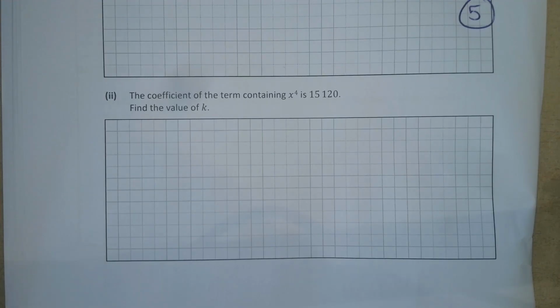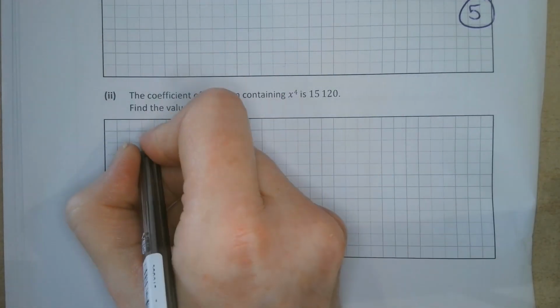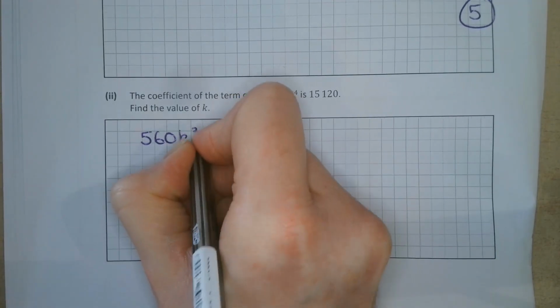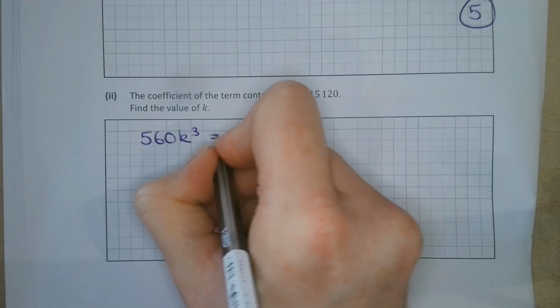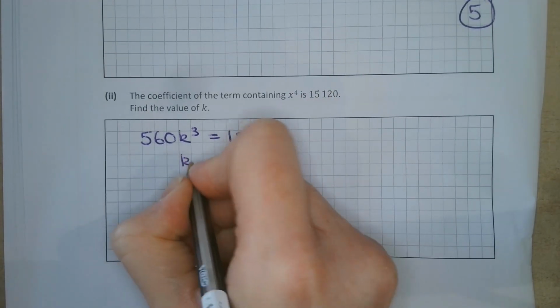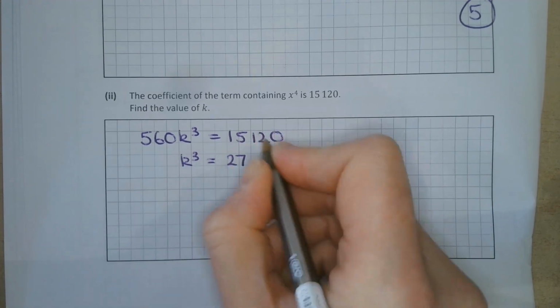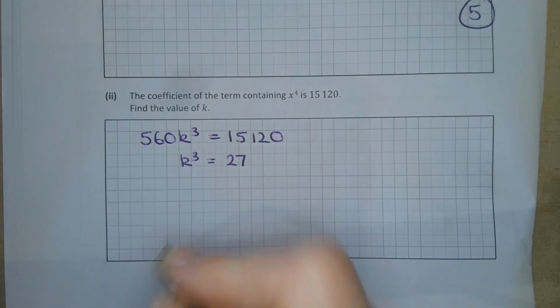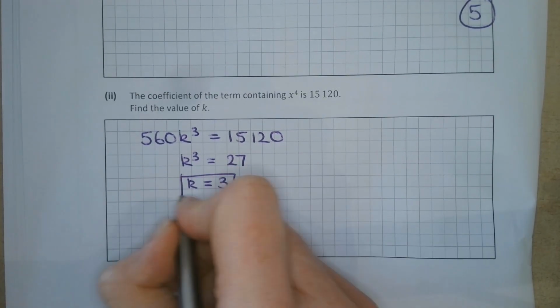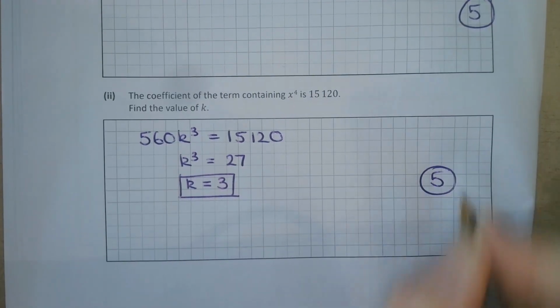Question 5a, part 2. It tells me that the coefficient of the term containing x to the power of 4 is 15,120. So we're asked to find the value of k. But we've already worked out that our x to the power of 4 coefficient is 560k cubed. Okay, and we put that equal to 15,120, and we solve for k. So k cubed will be equal to 27, as I divide by 560 on both sides, and the cube root of 27 is 3. So my answer is k is equal to 3, and again, that was 5 marks.